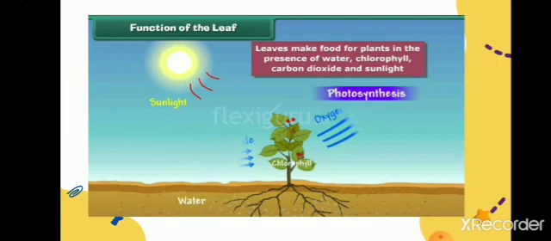What is the air taken? Carbon dioxide. So it takes in carbon dioxide and gives out oxygen for living things to breathe. So this is the major function of the leaf. Here we are learning a new term called chlorophyll, which is the green pigment present in the leaf, and photosynthesis is the process by which the leaf prepares the food. So the leaf is called the kitchen of the plant.